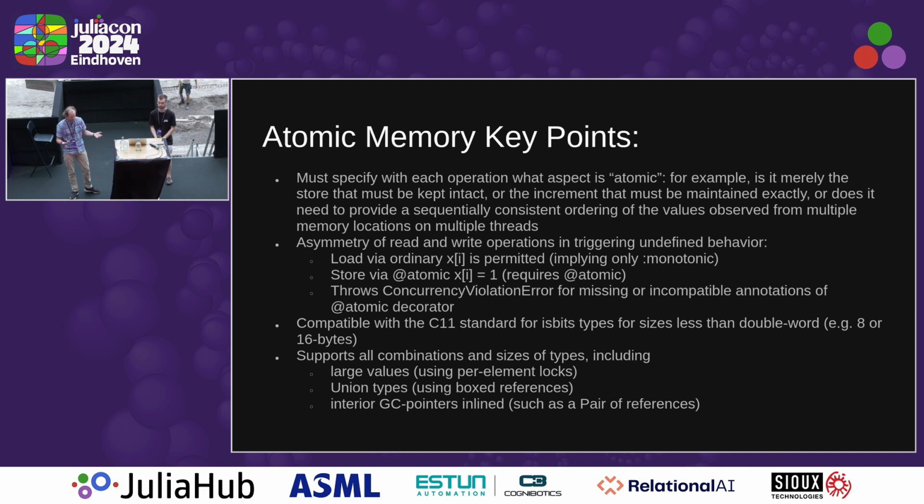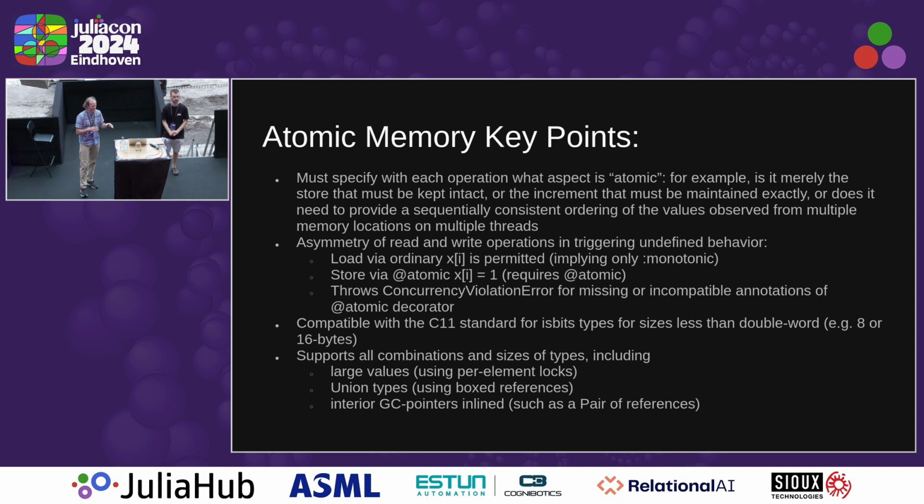They're mostly compatible with C11 for isbits types in Julia. So if you have a plain old data type in C and you have an isbits type in Julia, those should get pretty much the same alignment. They'll emit pretty much the same compiler and processor intrinsics so that they could interop. That only works up to about double word, and then we use a different optimization, a different layout than C.